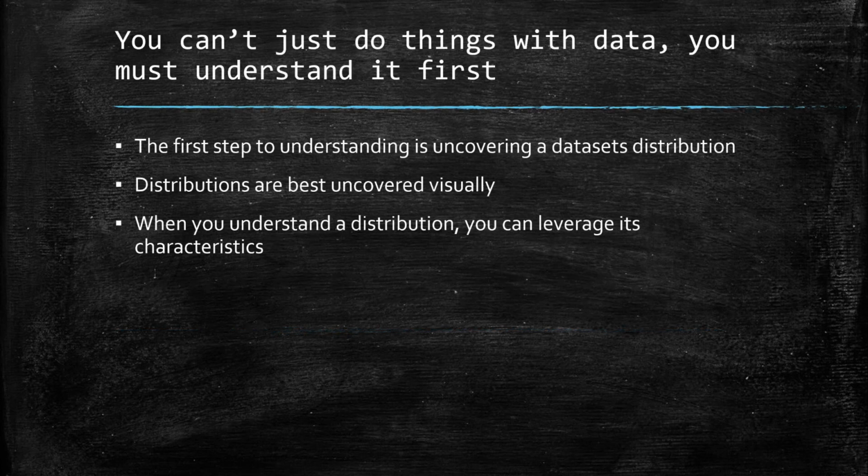You can't just do things with data. You must understand it first. And the first step to understanding a data set is uncovering its distribution. Distributions are best uncovered visually. And when you understand distributions, you can leverage a distribution's characteristics. And we're going to get into that a little bit more.